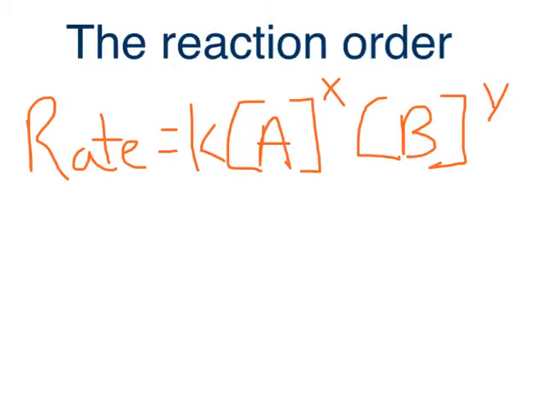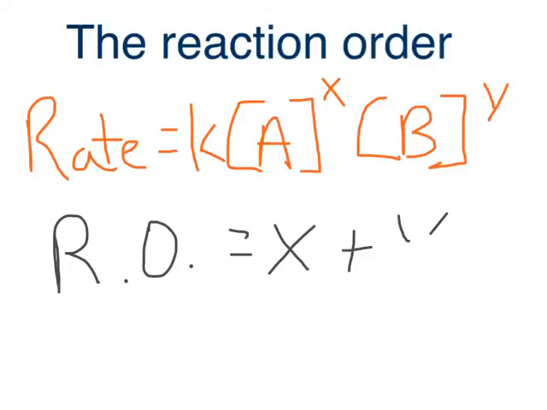Okay, so we know how to write the expression or the equation for the rate law, but let's talk about the reaction order. The reaction order is in essence a sum of how much A and B in this case will affect the overall rate. Okay, so in this case the reaction order would be equal to whatever X is plus whatever Y is. In general, the reaction order is simply the sum of the exponents of A and B, or whatever your reactants are.